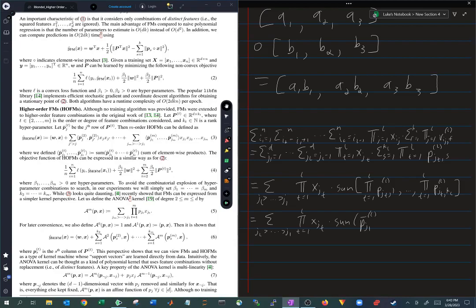pj1, all the way up to pjl. Okay, and why is this true?